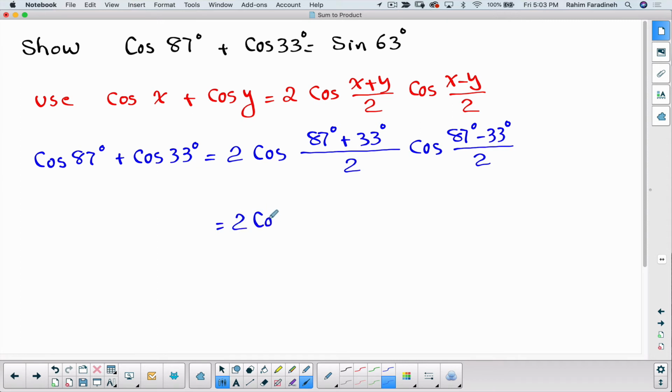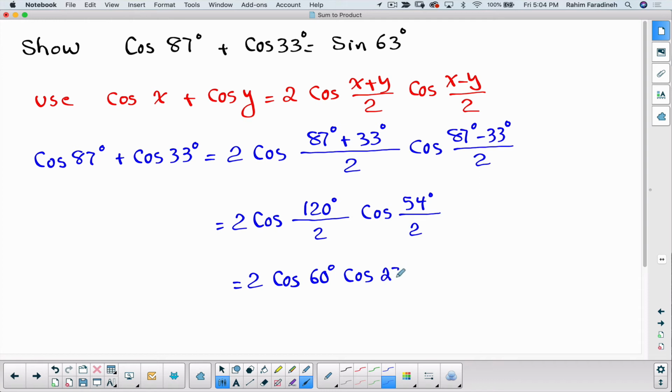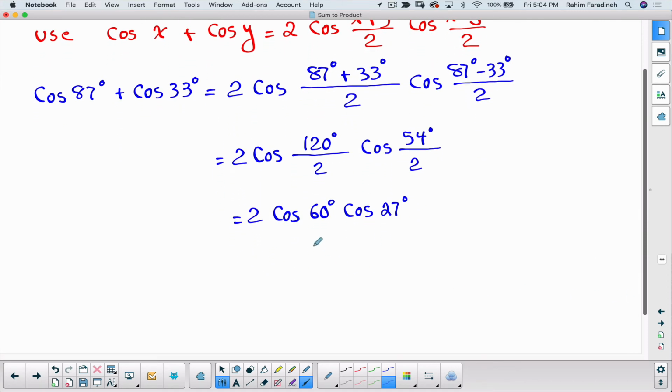Do a little bit of computation. This will be 120 degrees divided by 2. And 87 minus 33, that would be 54 degrees divided by 2. This is 2 times cosine of 60 degrees, and this will be cosine of 27 degrees. Now we know that cosine of 60 degrees is 1/2. So 2 times 1/2 is 1.